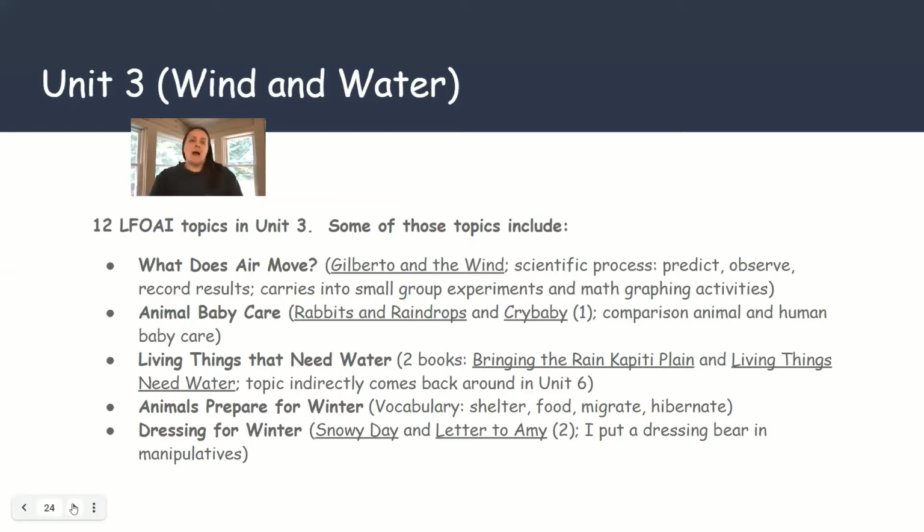So that's kind of a foundation of knowledge you're starting in unit three that you will see carry into all spring. You're learning how animals prepare for winter. You're using words like shelter, food, migrate, hibernate, and you're learning about dressing for winter, which is an important social science skill, learning to dress and protect their bodies when they go outside. And then after this discussion, I usually put a dressing bear or some sort of activity in our manipulative center.